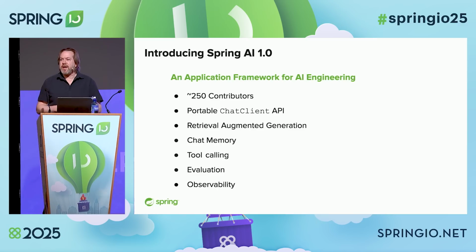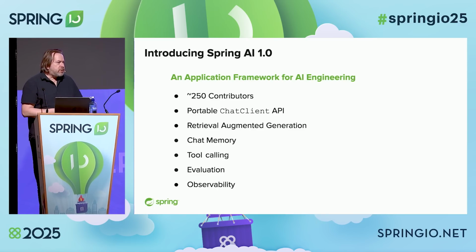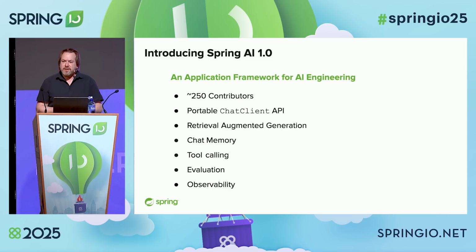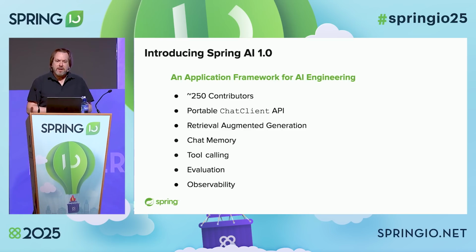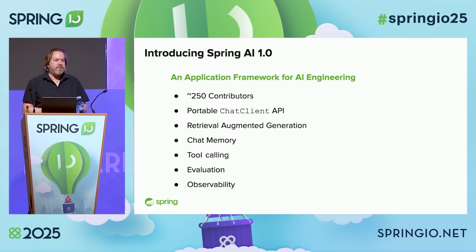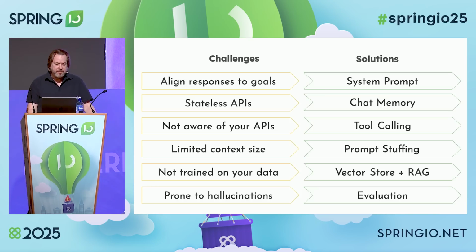Tool calling, how to have your APIs be invoked by the model. Tricky bit, more art than science, is making sure this thing works, right? How to evaluate the effectiveness of your app. And last but not least, making sure it all runs safely in production, how much it's costing, how you debug things. And this feature set really came out of the challenges with the technology and the solutions. So the solutions are pretty much what I just showed on the last slide.